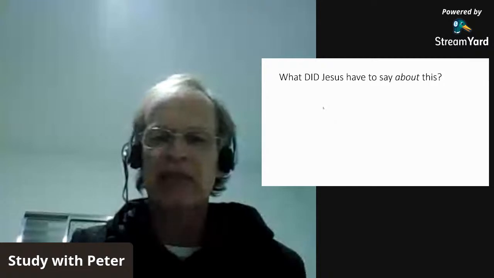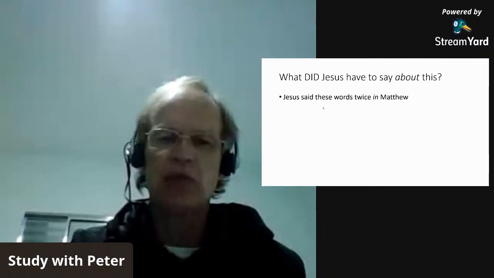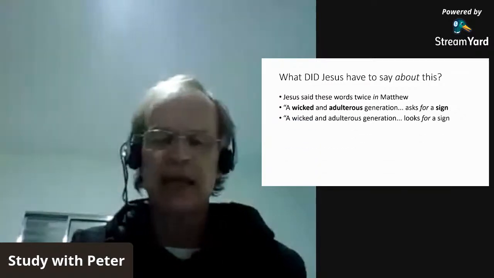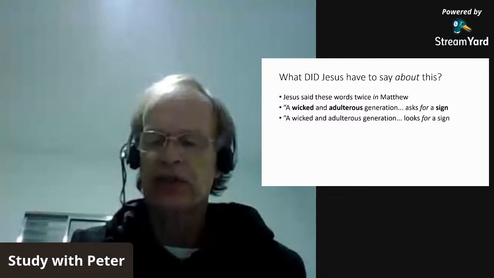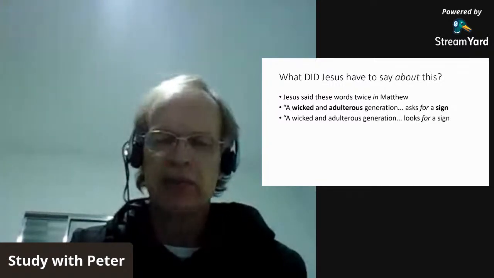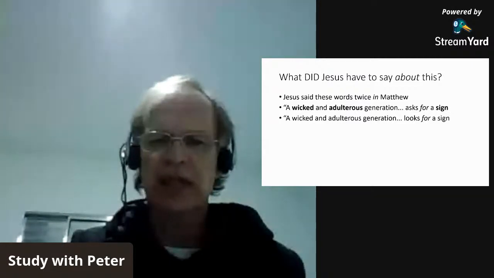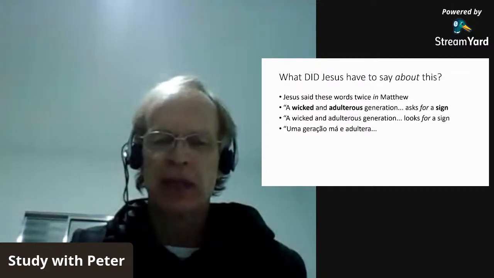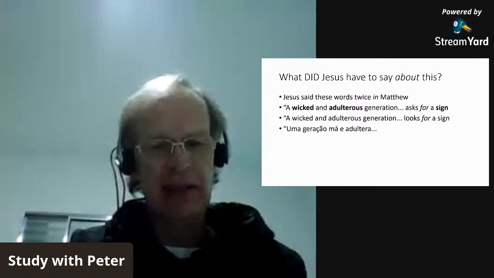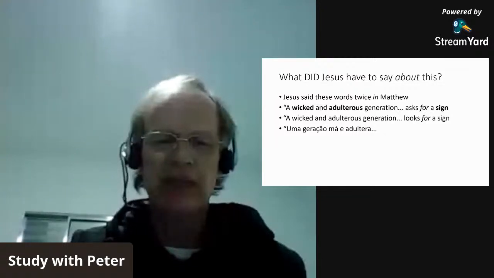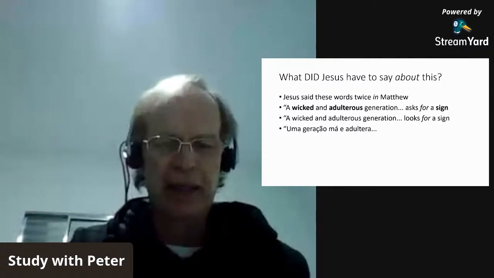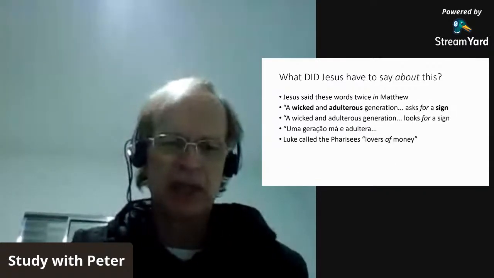Now, what did Jesus have to say about this? Well, Jesus said these words twice in Matthew. And that's a wicked and adulterous generation asks for a sign, sinal, and a wicked and adulterous generation looks for a sign. So 2 different verbs involved. But both times he said a wicked and adulterous generation. And in Portuguese, uma geração má e adúltera. Now, this is espiritualmente and physicamente, spiritually and physically. They were an adulterous generation, truly adulterous. It's bad. We don't hear about that today, but it is true.